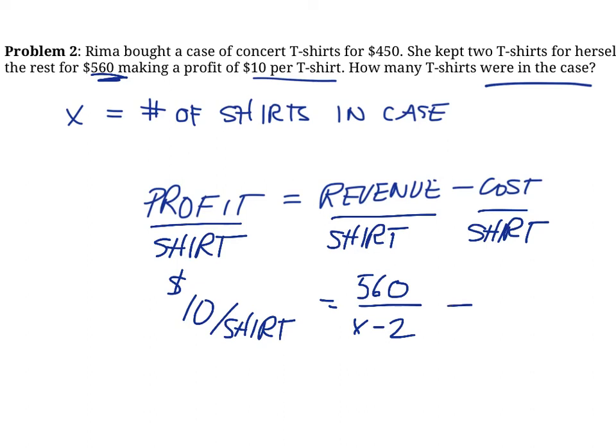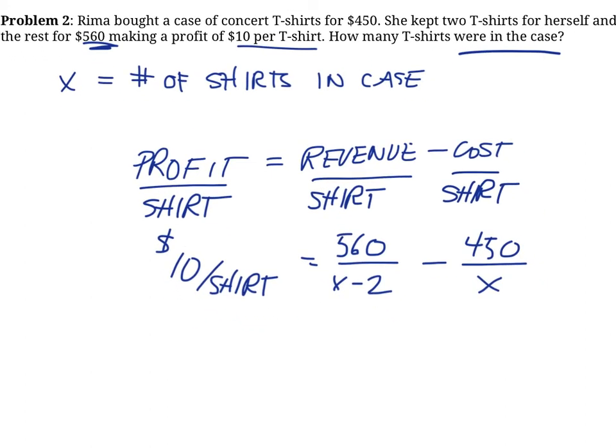And then we're going to subtract from that the cost per shirt. So she bought the case for $450. And per shirt, how many were in the case? Well, that was just X. So there we go. We actually have our equation already. So just simplifying this, 10 equals 560 over X minus 2, minus 450 over X. That's our equation. So once again, I want you to pause the video here, do the solving, come up with the answer. Unpause when you are ready.